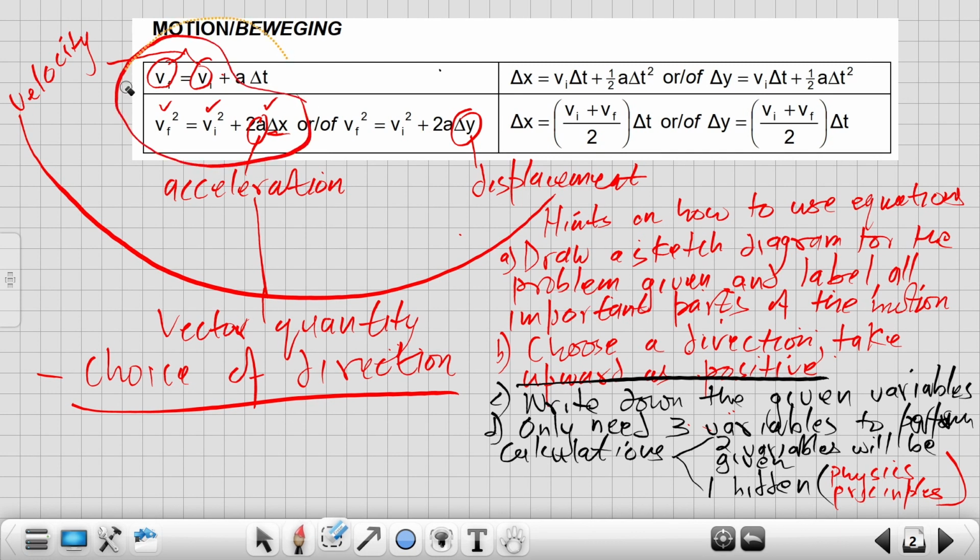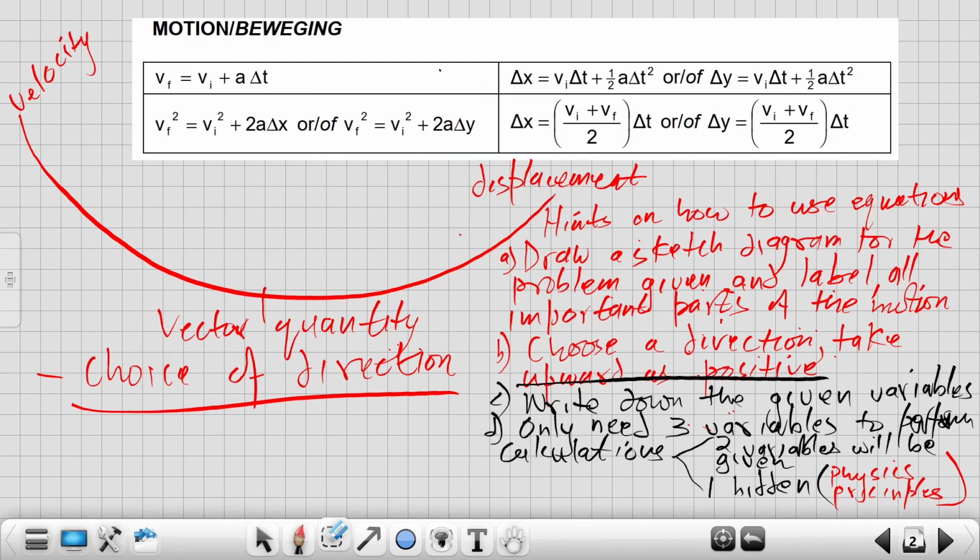Let me remove that, and maybe this, such that we can see our equations clearly. So it says to me, I only need 3. So if A is given, T is given, and V initial is given, then the expectation is that I should calculate for V final. But hence I say 2 variables will always be given.